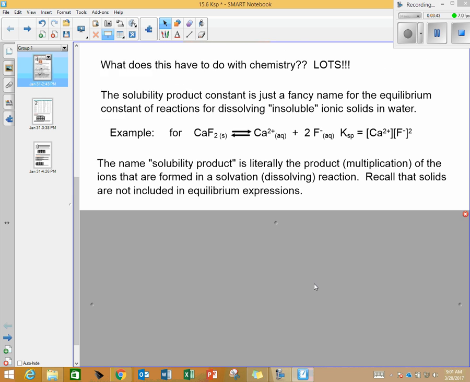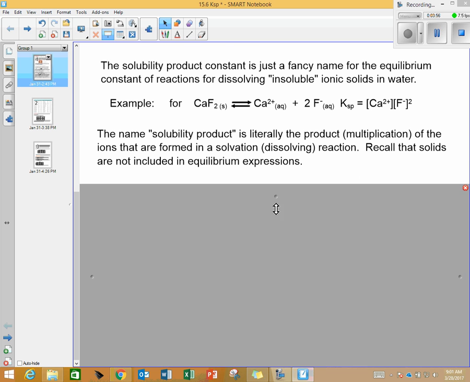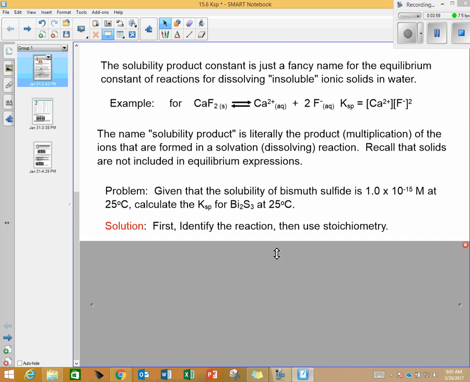Okay, and this is just giving you why we use the term SP, solubility product. Multiplication means product. Also, these are products. So, solubility product. Okay. So let's do some problems. So you might be given the KSP, or you might be given the solubility. So there are two types of problems. This is one of the classes where you're given the solubility and you're asked to find the KSP.